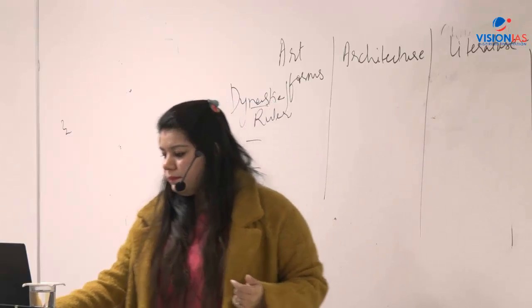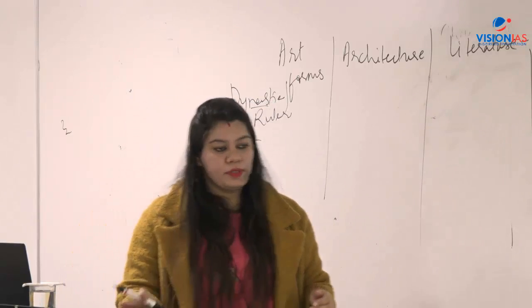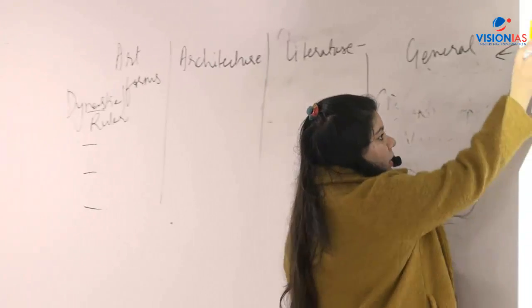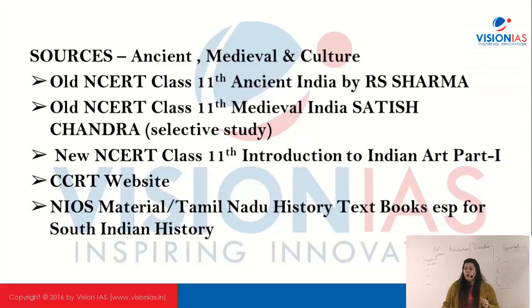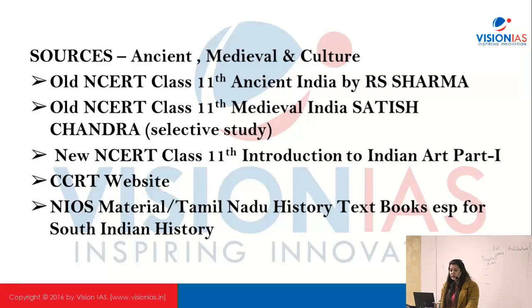Okay, now coming to sources. This is very, very important. You have to start from your old NCERT, class 11th, Ancient India by R.S. Sharma. Then your Medieval India, Satish Chandra. The way I have told you, very selective sections if you want to. If you want to read the whole book, you are free. But target the kind of questions which have been asked by UPSC. Terms, right? Mughals, Bhakti, Sufi is what you have to emphasize more.